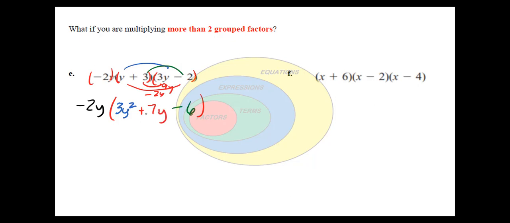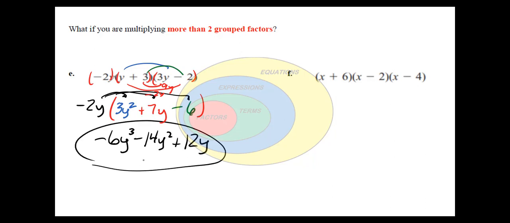All right, so once I multiplied the two binomials, now I can just distribute the negative 2y to each term to finish my multiplication. So negative 2y times 3y squared would be a negative 6y cubed. Negative 2y times 7y is a negative 14y squared. And negative 2y times negative 6 is a positive 12y. So again, we're just using the vertical method to keep track of everything.